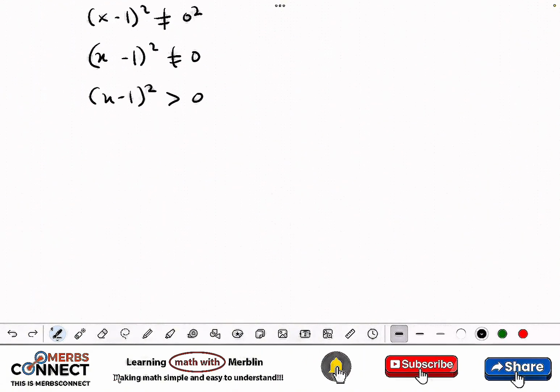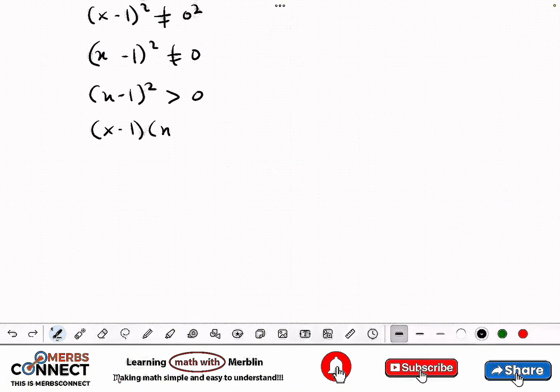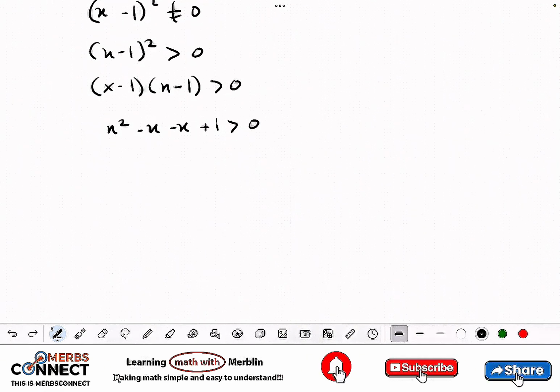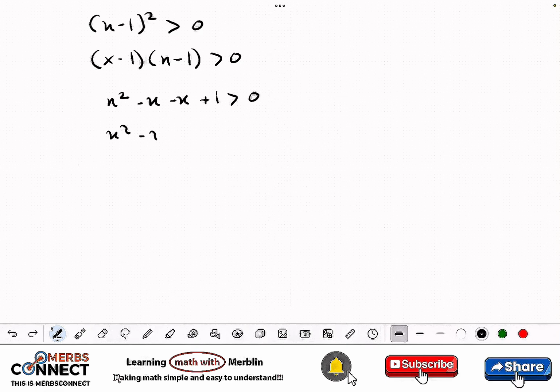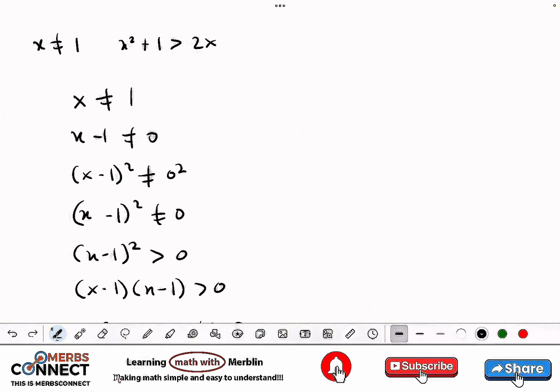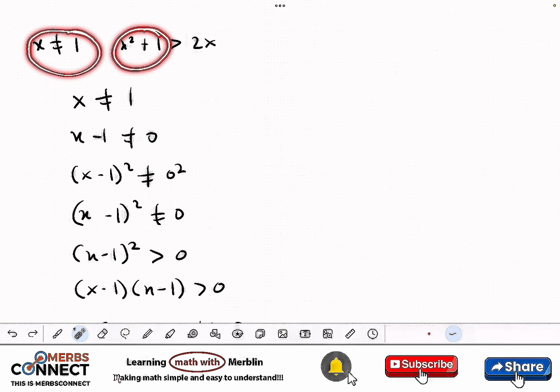So now I'm going to expand this. Then I'm going to have x squared minus 2x plus 1 greater than 0. Then I'll move this to this side, which is going to give us x squared plus 1 is greater than what? 2x, which is what we were looking for. So we've proved that if x is not equal to 1, then x squared plus 1 is greater than 2x.